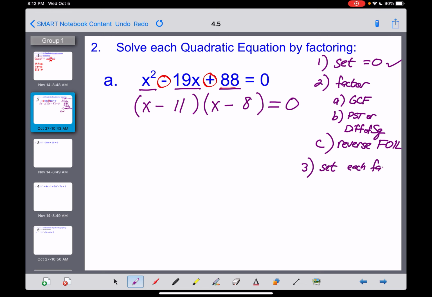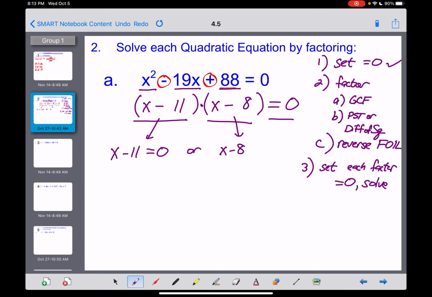each factor equal to 0, and then we're going to solve. So this is using the zero product property. A times B will equal 0 if either A, x minus 11 equals 0, or B, which in this case is x minus 8, equals 0. If either this factor or this factor is equal to 0, the product of the entire left-hand side will equal 0 as well.